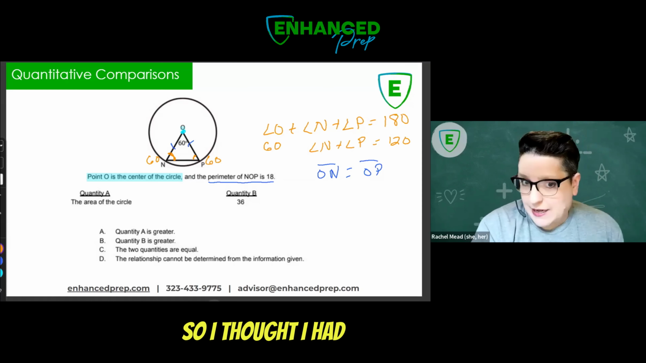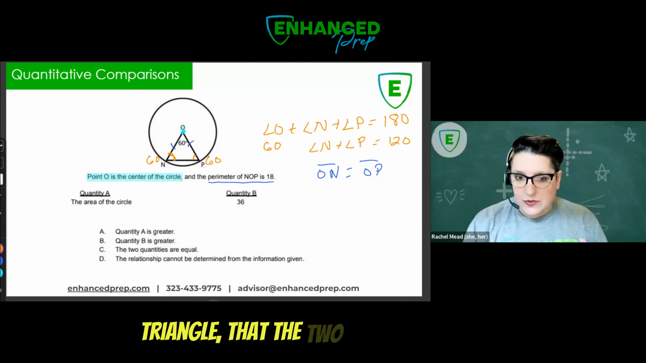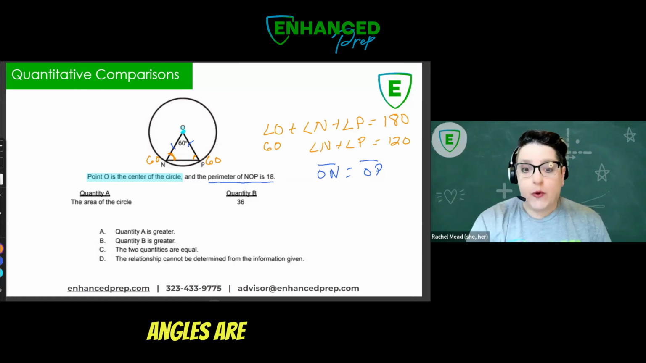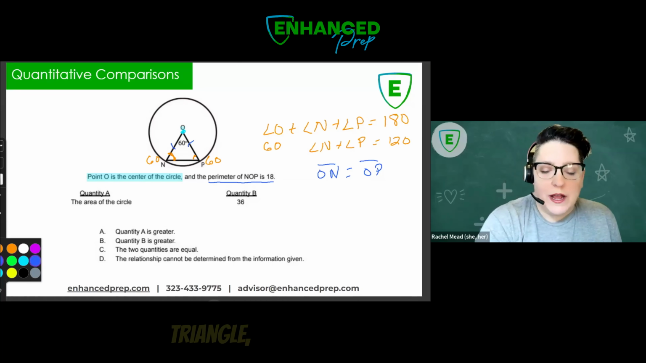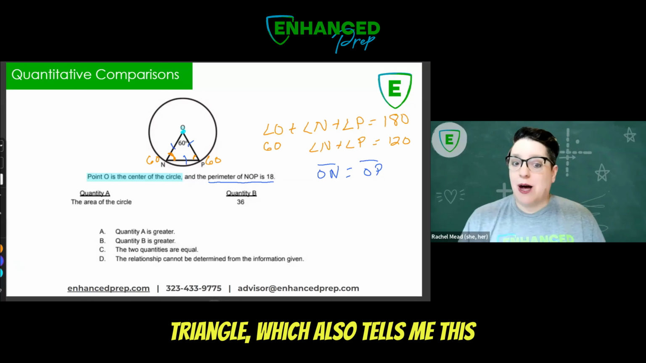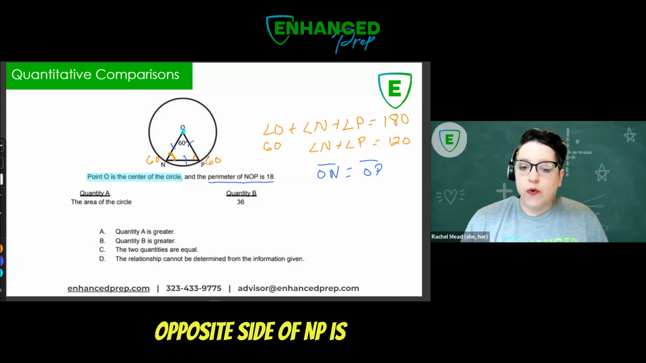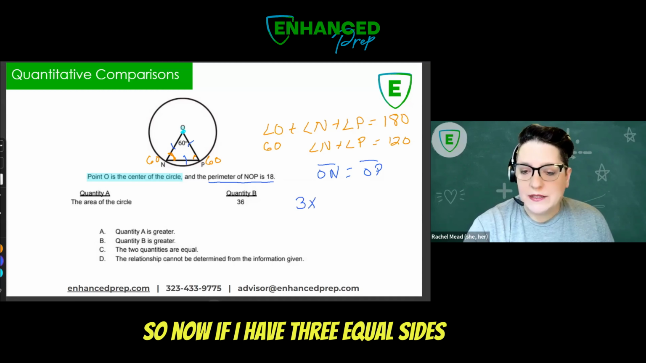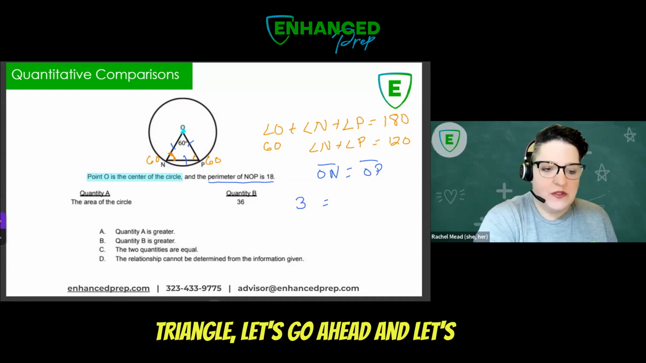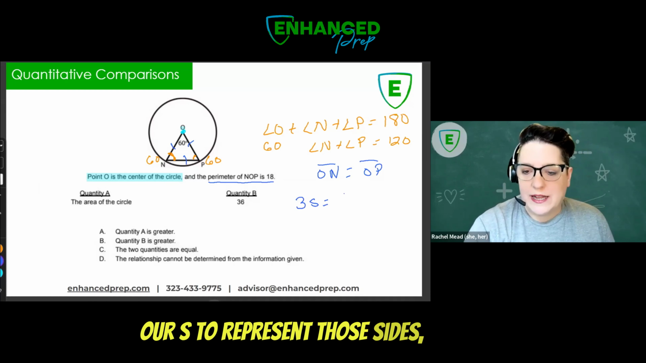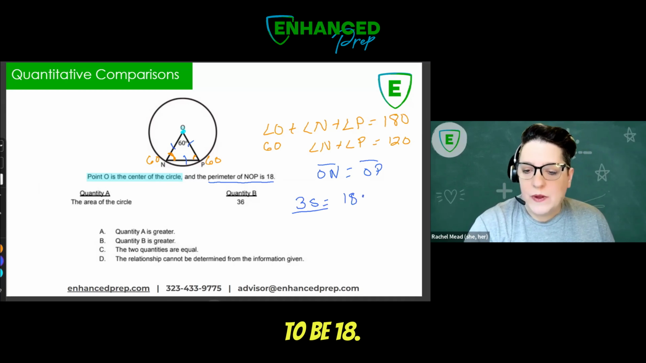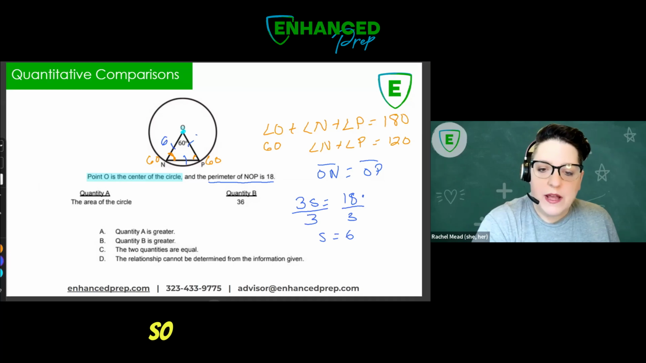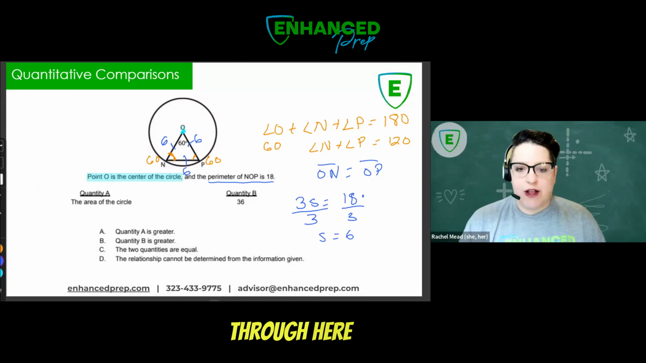So I thought I had an isosceles triangle, that the two sides were equal, but instead, because all three angles are equal, I have an equilateral triangle, which also tells me this opposite side of NP is going to be the same length as well. So now if I have three equal sides of my triangle, let's use S to represent those sides. 3S is going to be 18. We know that the measure of each side is going to be equal to 6. So every single one of these is coming through here as 6.